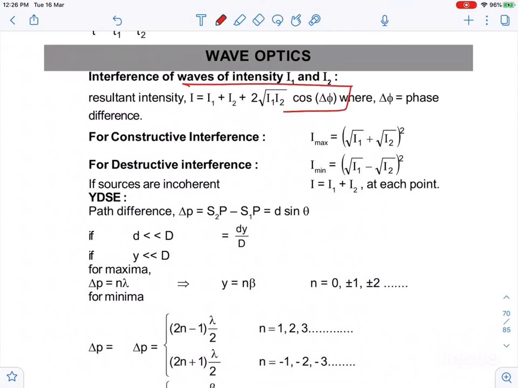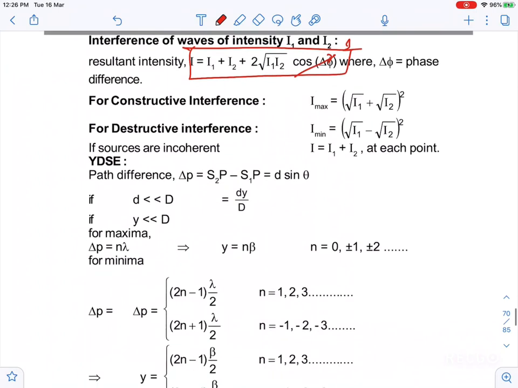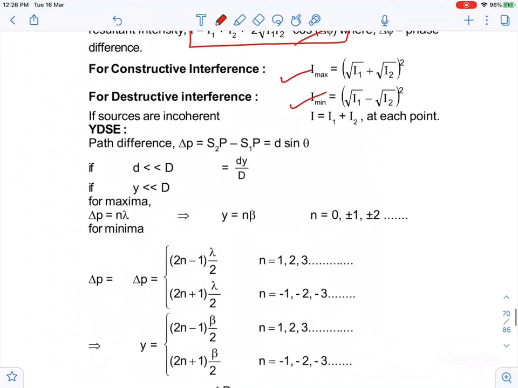Resultant intensity is this formula: I1 plus I2 plus 2 under root I1 I2 cos delta phi. For constructive interference, cos is 1, so I can write under root I1 plus under root I2 whole square. For destructive interference, cos phi is -1. So I minimum and I maximum you can calculate.